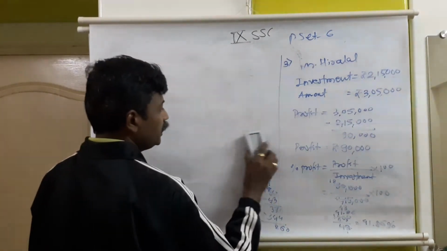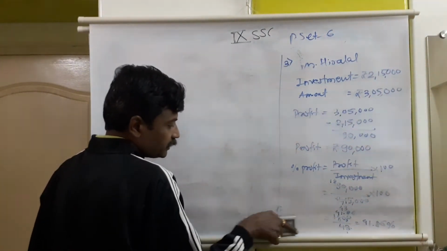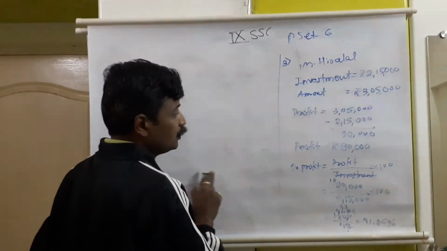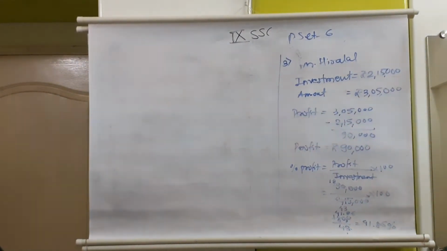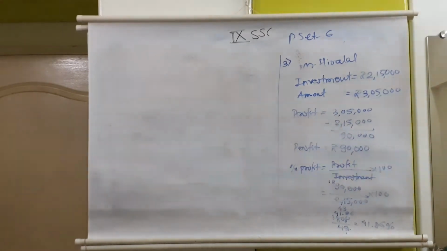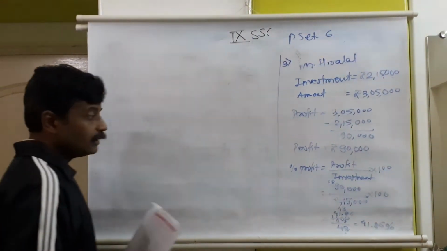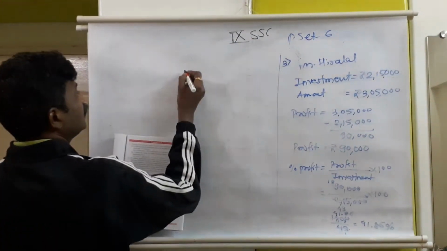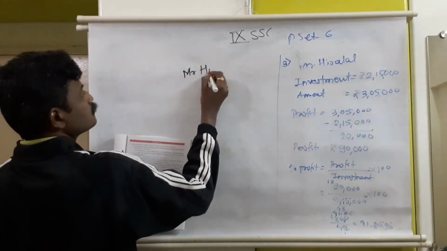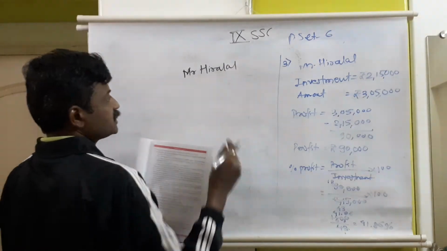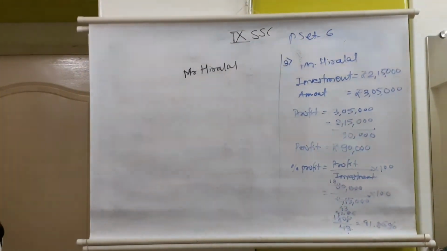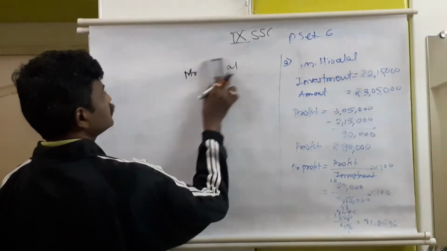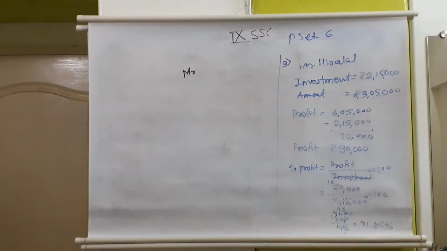Now we need to find out for Mr. Ramniklal. When the percentage profit of Mr. Ramniklal is more, then he will be more profitable as compared to Hiralal. Or if Mr. Hiralal's profit is more, then Mr. Hiralal will be in more profit. Hiralal is already finished. His percentage profit is 41.86.